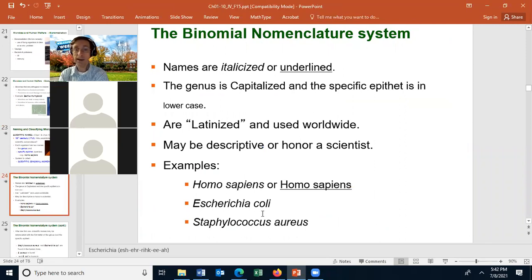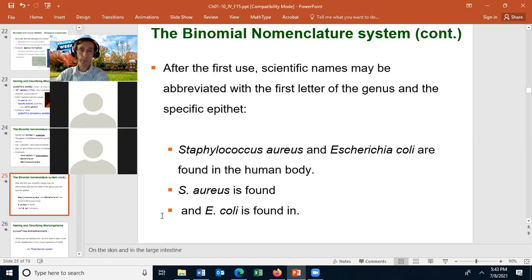Scientific names are always italicized or underlined. So like when I'm writing it on the board, I would underline it to imply that it is a scientific name. The genus name is always capitalized, like in Homo sapiens, the H is capitalized. And the specific epithet name is always lowercase.